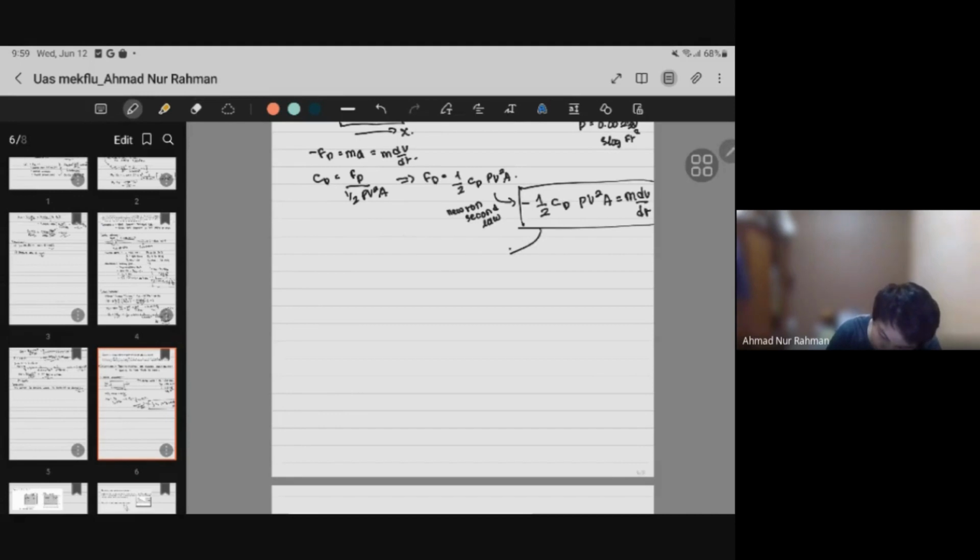Okay, then we move it again. This is the equation of Newton's second law. So we go to idealization.